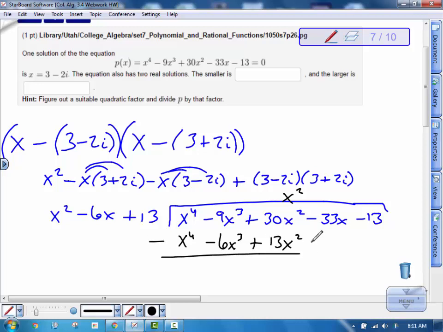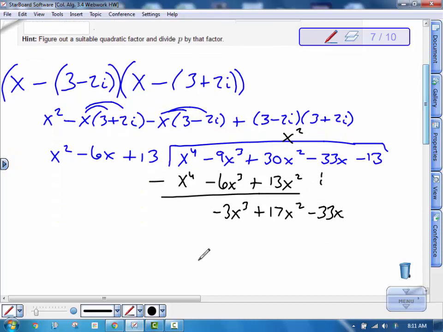And let's see. You get negative 9 minus negative 6 would be negative 3x cubed. And then 30 minus 13 is 17x squared. So now we drop down the next term, which is minus 33x. And we start over. So now what do I multiply by x squared to get negative 3x cubed? That'd be negative 3x. Follow through.